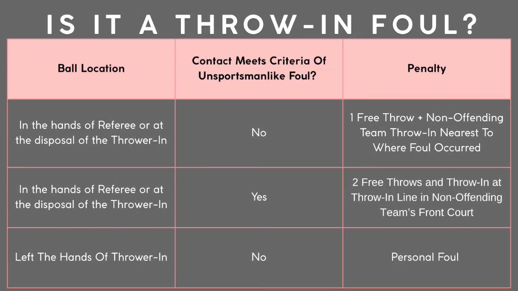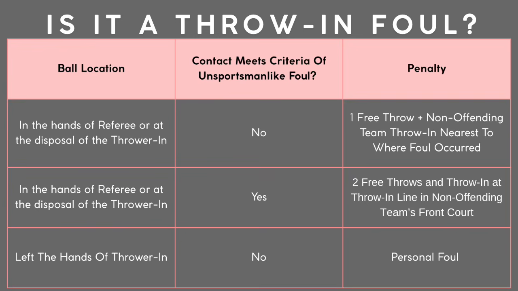So the categories that matter are where the ball was located when the contact occurred, and whether the contact meets the criteria of an unsportsmanlike foul. That will affect what the penalty and the outcome should be, and how the referee will administer it. So if the ball is in the hands of the referee or at the disposal of the thrower-in, and it doesn't meet the criteria of an unsportsmanlike foul, then just like the previous clip showed, we have 1 free throw, and then the non-offending team has a throw-in nearest to where that foul occurred.